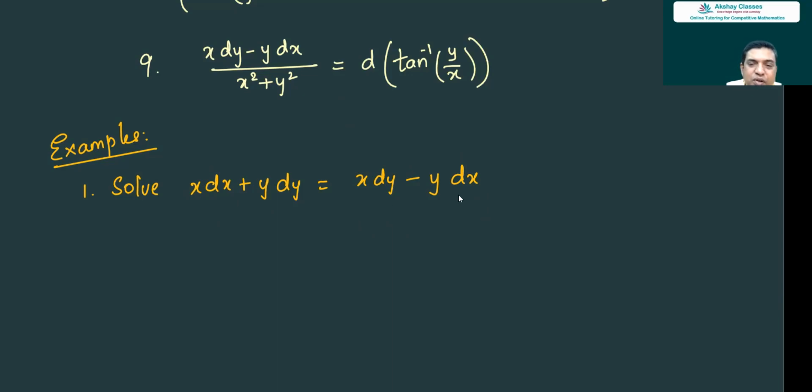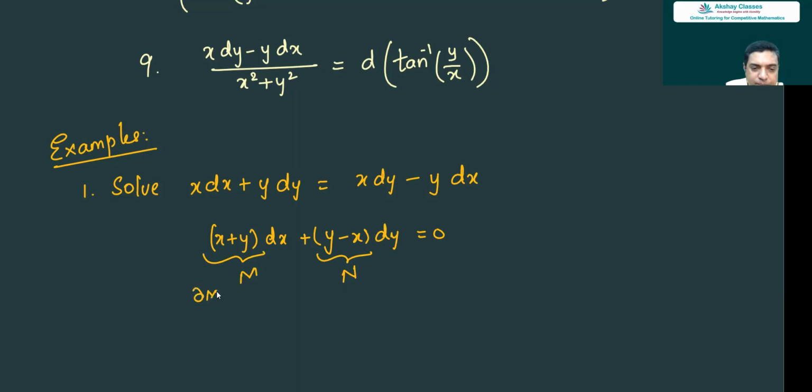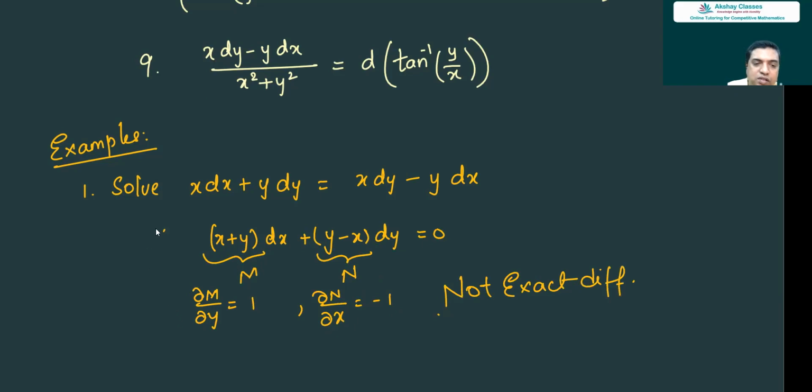Now you can cross check and see. Here you get (x plus y) dx, and this is (y minus x) dy. If this is M, this is N, so dou M by dou y is equal to 1, dou N by dou x is equal to -1. So not exact. It is not an exact differential. Okay.